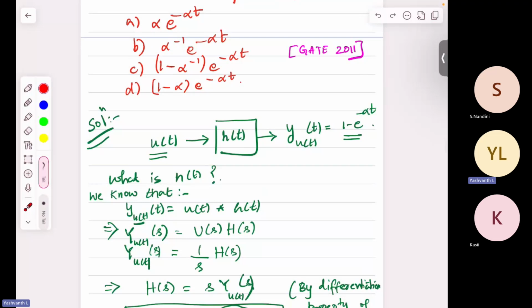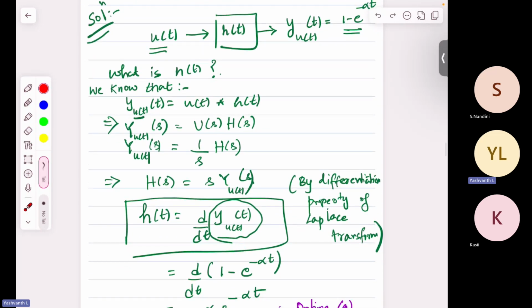We know from the basics of LTI systems that the output when you pass the unit step function as the input is given by the convolution of the unit step function and the impulse response h of t. Now take the Laplace transform on both sides because of the convolution property. So Y of s is equal to U of s into H of s. But U of s, I know, is 1 by s. Therefore, H of s is nothing but s into Y of s.